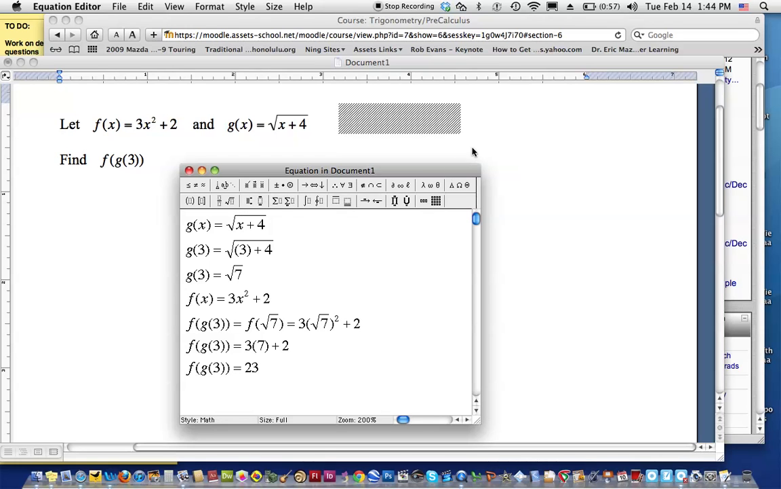Okay, I hope that helps. I'm going to show you in another example how to solve this by going about it another way, using composite functions in a generic form first.